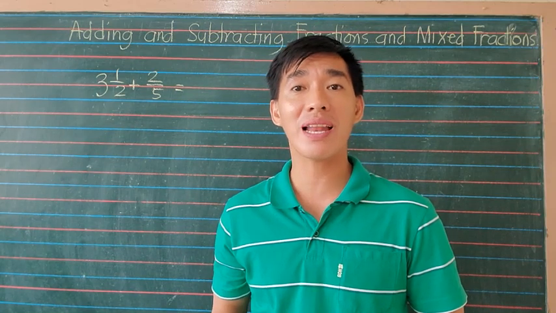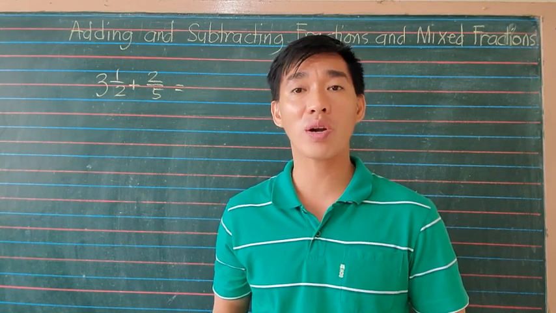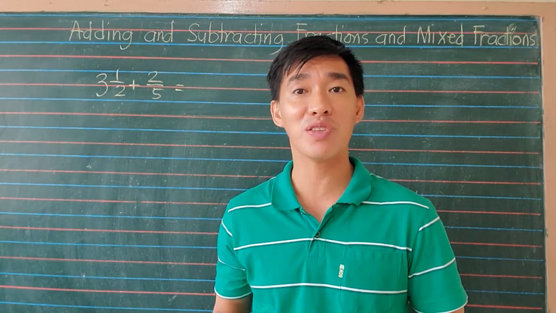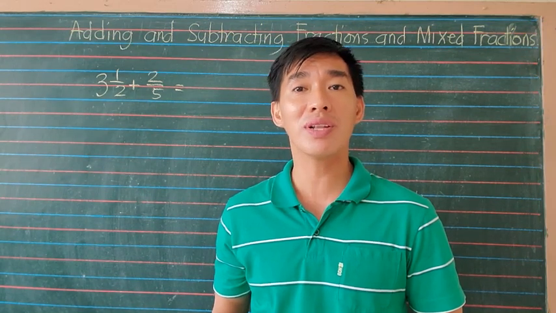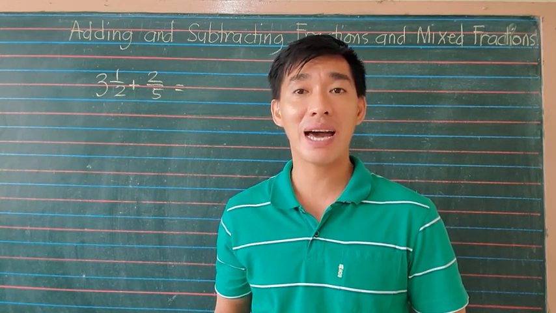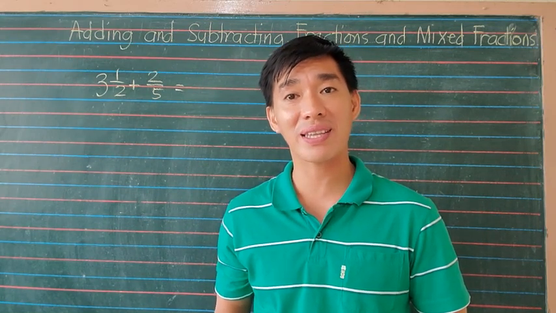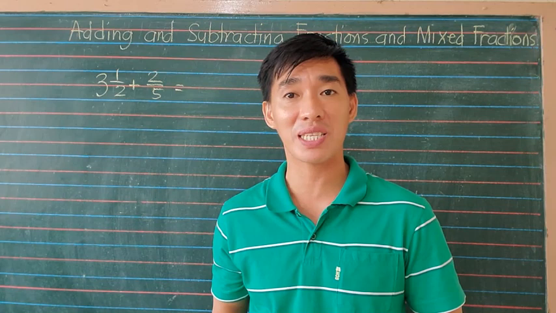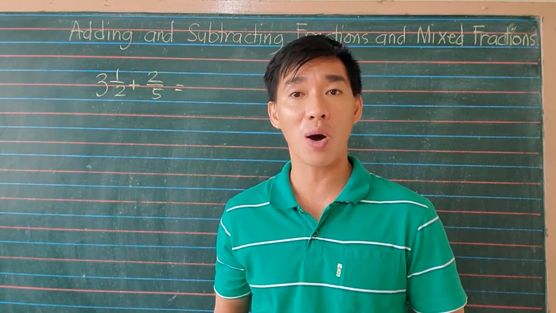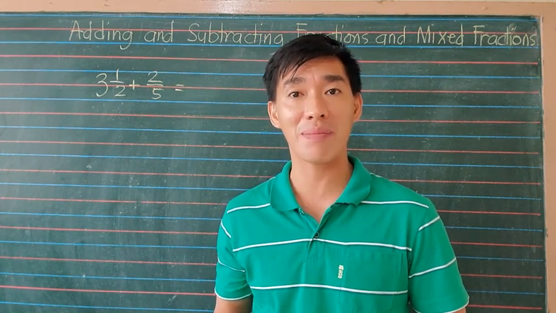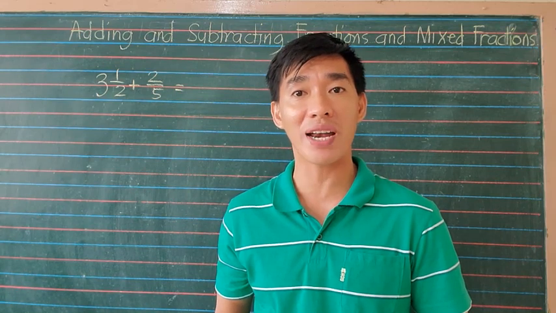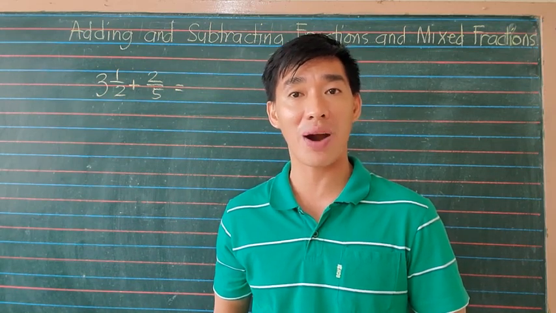Kung meron pa po silang GCF or common factor na pwedeng i-divide yung numerator at denominator, you really have to divide them by that factor because you are expected to express your answer in the simplest form or in the lowest term. So, dapat yung numerator at denominator should have a GCF of 1 or they are relatively prime.